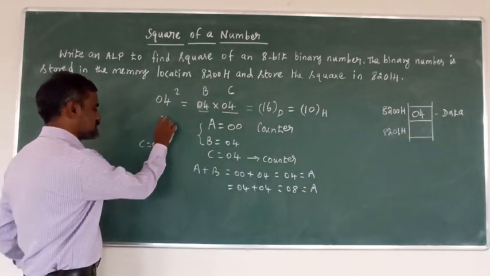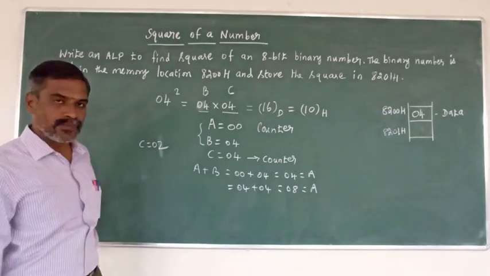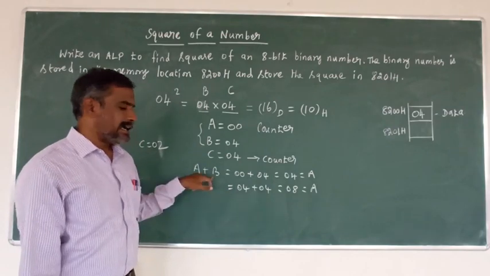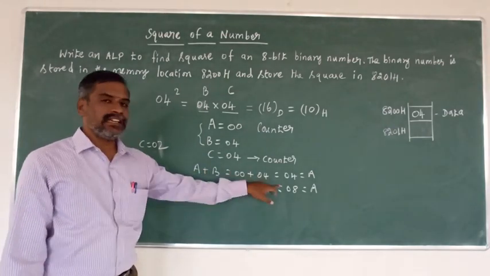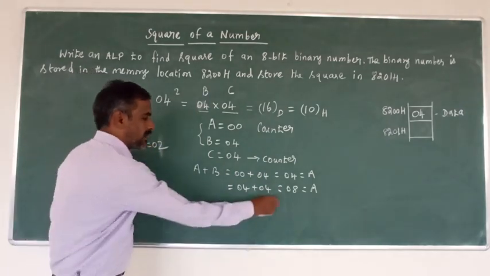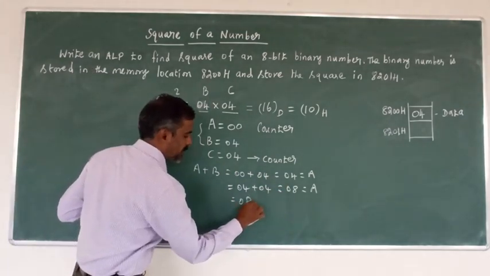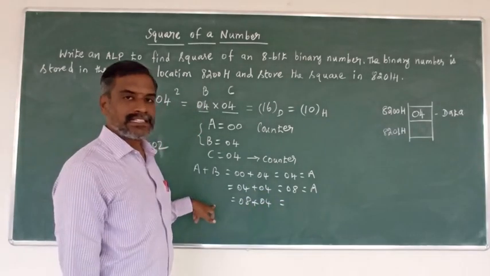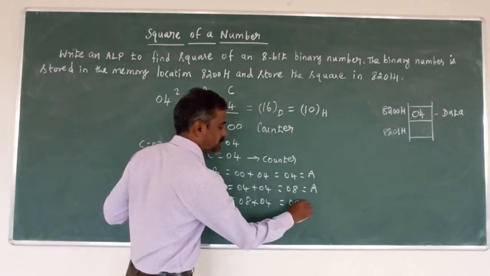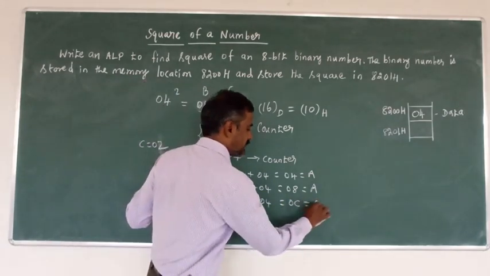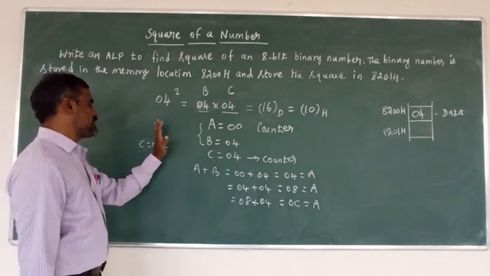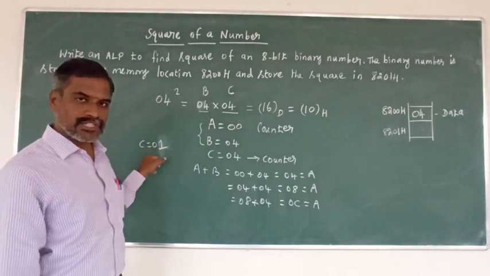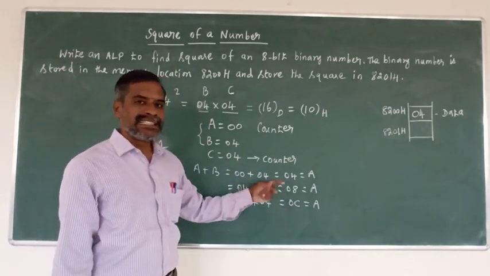Now decrement the C register once, so C equals 02. Check whether it is 0 or not. Not 0, again add the accumulator with the B register. Now accumulator 08 and B register 04. Add these two: 12 in decimal, and the corresponding hexadecimal value 0C in the A register. Next decrement the C register, now C equals 1. Check whether it is 0 or not. Not 0, again repeat the same concept.